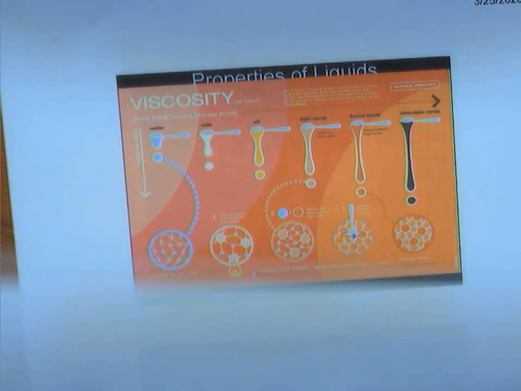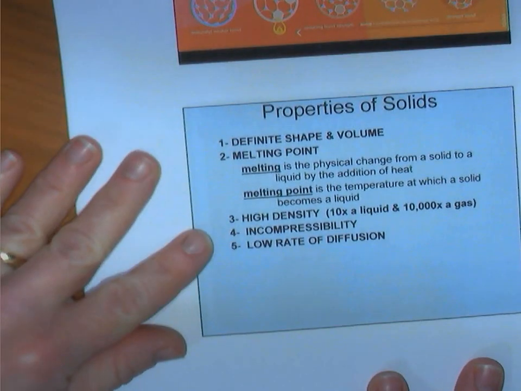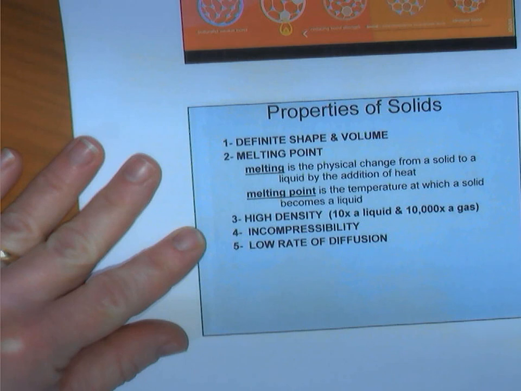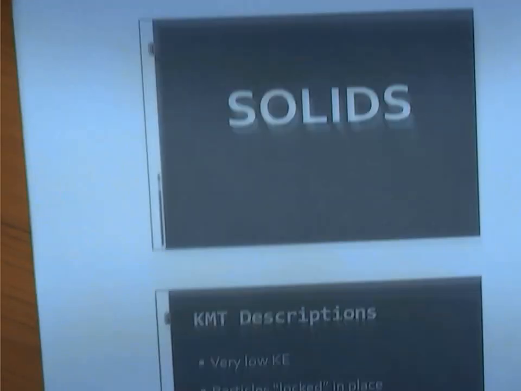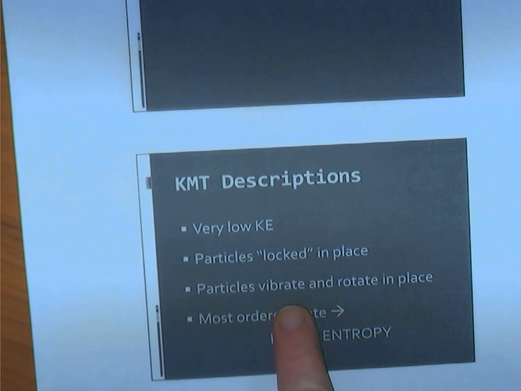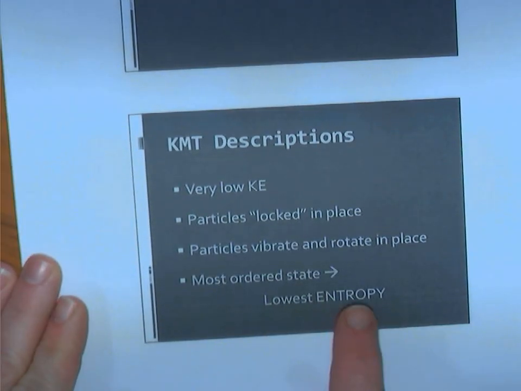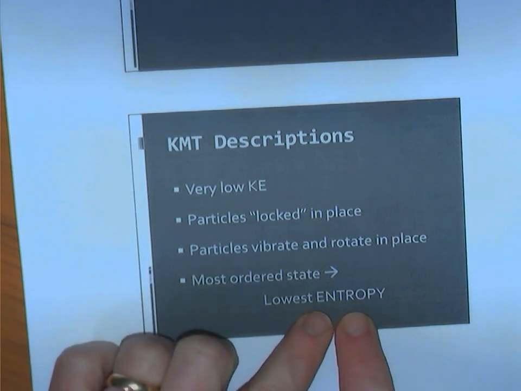All right, some properties of solids. So I'm just going to list these and show these because we've talked about these a lot already. So we'd say they have low kinetic energy, that particles are locked in place, but they do vibrate and rotate. But here's a new term for us, entropy. Entropy, for our purposes, can be synonymous with disorder.